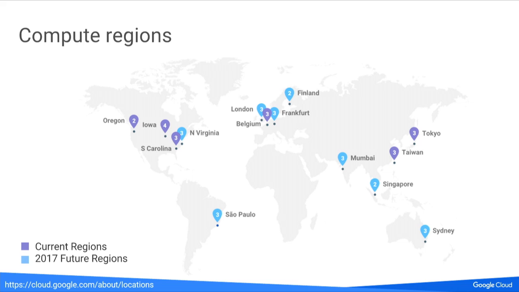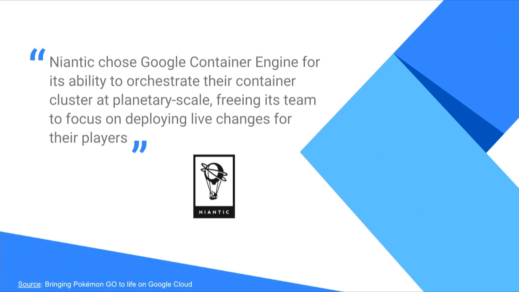And of course, running in production means worldwide at scale. You can see our current regions and, of course, the future regions, so we keep expanding the reach of Google Cloud Platform. So how can I convince you that the technology is ready to run your production workloads? I think the best way to do it is to use real customer examples.